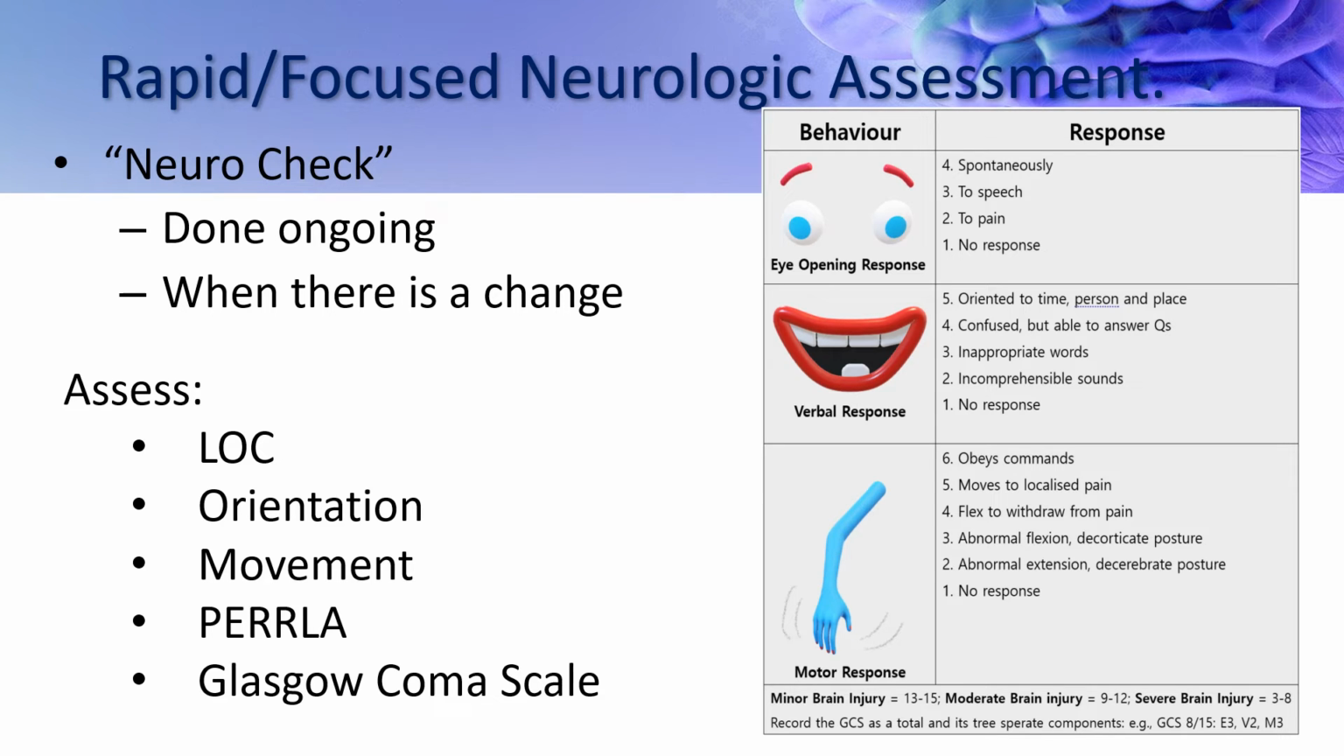Verbal response, a 5 is they are oriented to time, person, and place. 4 would be they're confused, but they're able to answer questions. So you may ask them what day it is, and it's a Tuesday, and they tell you it's Saturday. So the answers are confused, but they're able to answer, and it somewhat makes sense.